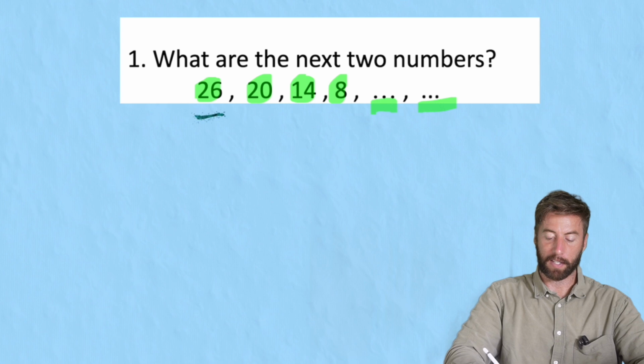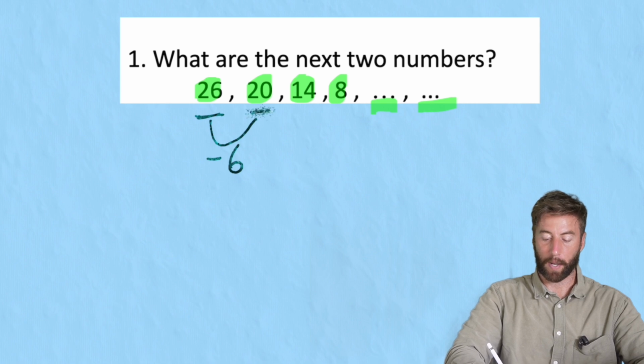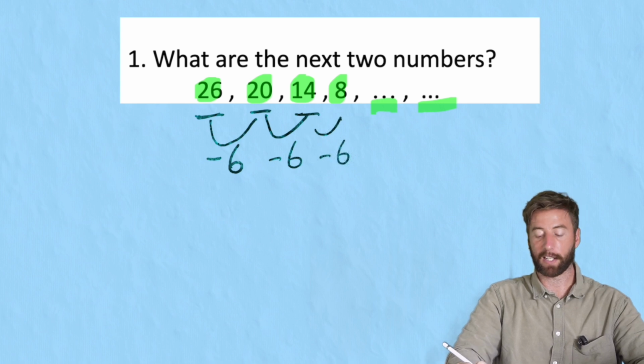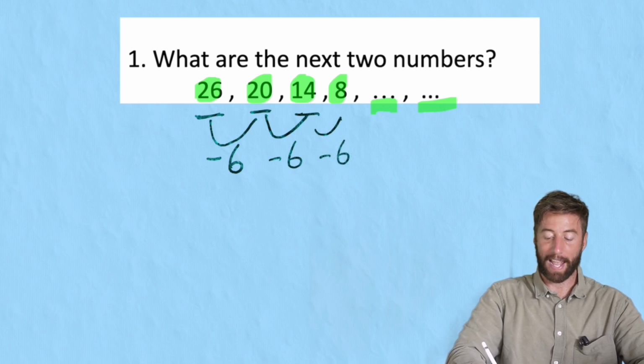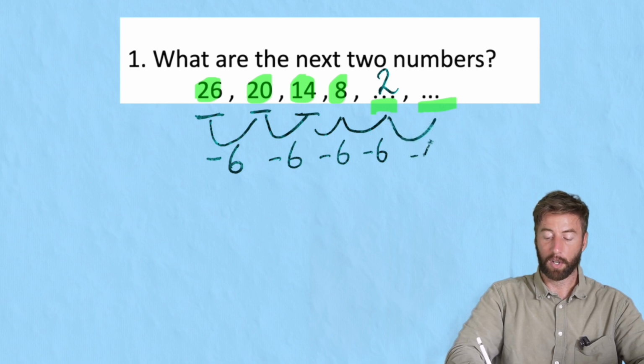So the trick to answering a sequencing question is simply to find out what is the pattern between the numbers. If we look at the number 26 to the number 20, the pattern would be -6. We're taking off a 6. Between 20 and 14, we're also taking off a 6. And between 14 and 8, we are also taking off a 6. So therefore it makes sense that between 8 and the next number, we're also going to take off a 6. So 8 subtract 6 would leave us with 2. Now things get a bit more challenging because we're also going to have to take a 6 away from that 2. So 2 take away 6 leaves us in the negatives, and we end up with -4.